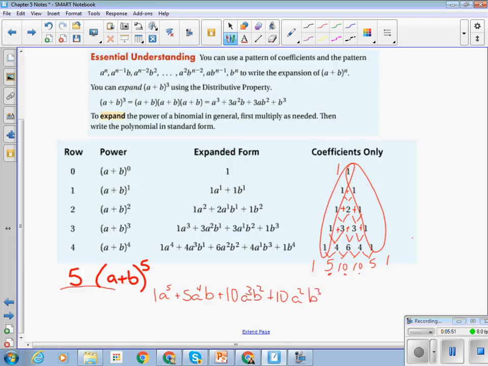So 10a squared b to the 3rd. And then we got 5a. So it goes down by 1, and b increases to the 4th power. And then the last coefficient is 1, and a to the 0 is 1, times 1 is 1, and then b bumps up to the 5th power. So using coefficients only, finding the pattern, we can expand binomials without doing all that hard work multiplying them.